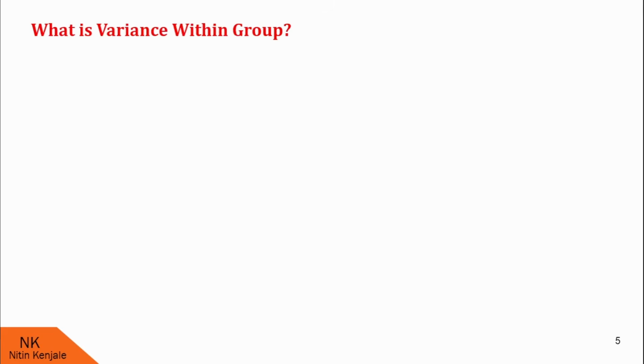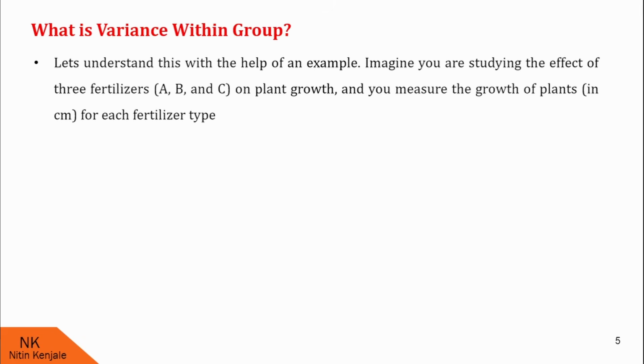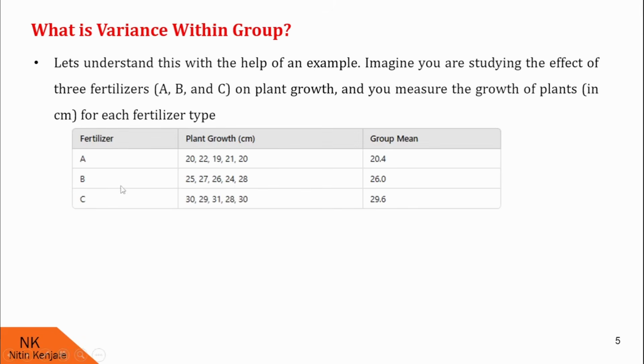Now let us see what is variance within group and how to calculate it. Let us understand this concept with the help of an example. Imagine you are studying the effect of 3 fertilizers, namely A, B and C, on plant growth, and you measure the growth of these plants in centimeters for each fertilizer type. So here these are fertilizer names. These figures indicate the growth of the plant in centimeters, and these are the group means. So mean of A is written over here, mean of B is this, and mean of C is this.